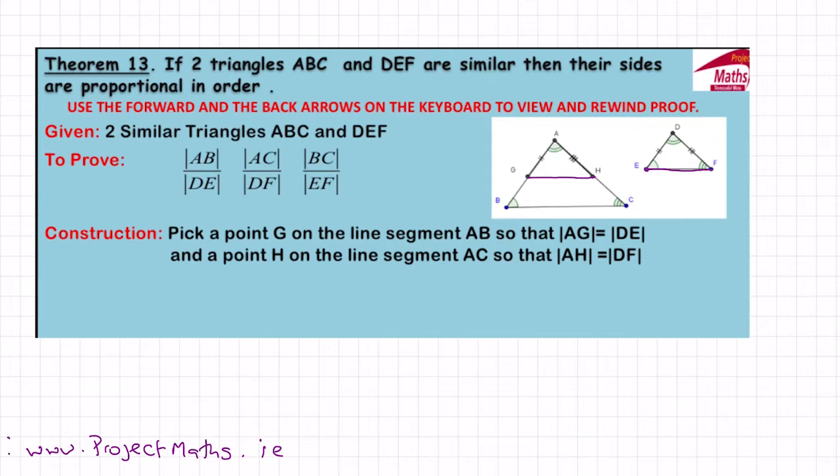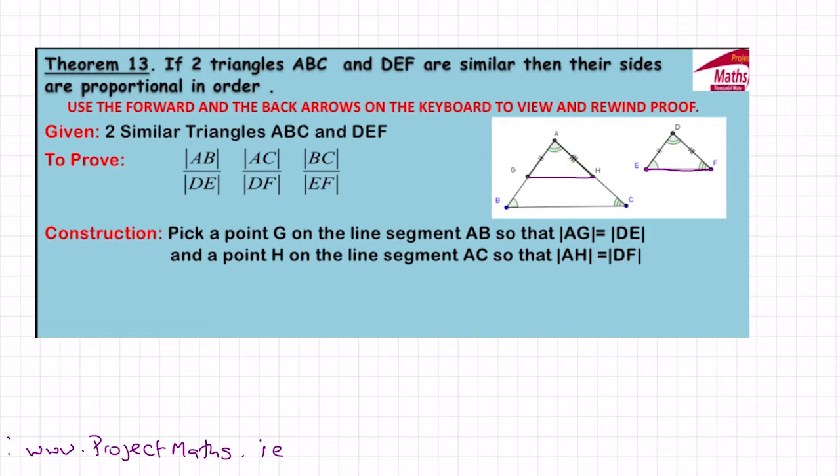Okay, so in other words, I have now an exact replica of this triangle sitting here on top of ABC. Okay, and I can do that because remember D and A were the same angle. Okay, which means these lines are coming out at the same angle as those two, so I can create this replica sitting on top. So pick a point G on the line segment AB such that AG is equal to DE. Pick a point H on the line AC so that AH equals DF.